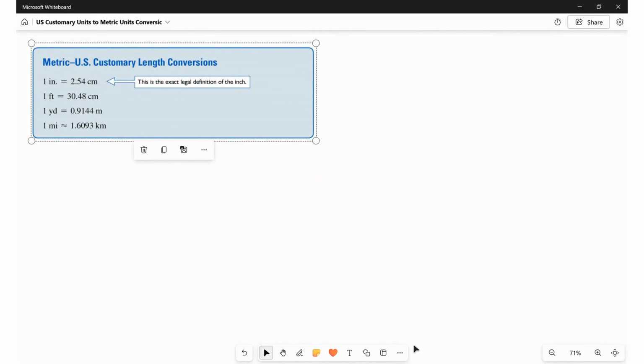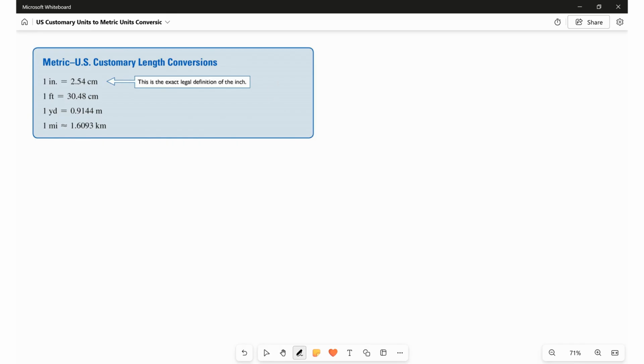So this video is going to be all about converting between metric units and US customary units. Let's start looking at converting between lengths. Just a fun little note is that the US customary length of 1 inch is exactly defined as 2.54 centimeters. That is the legal definition of 1 inch.